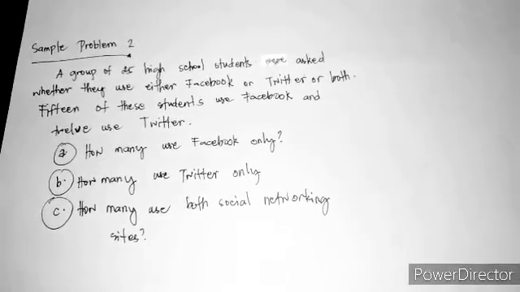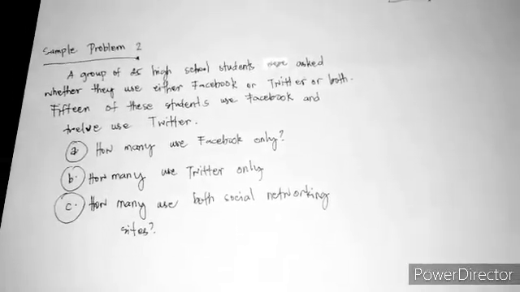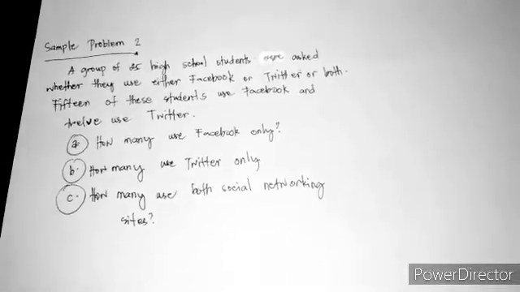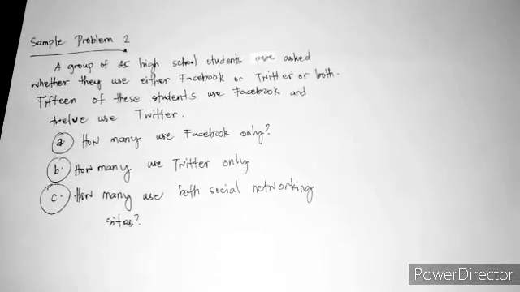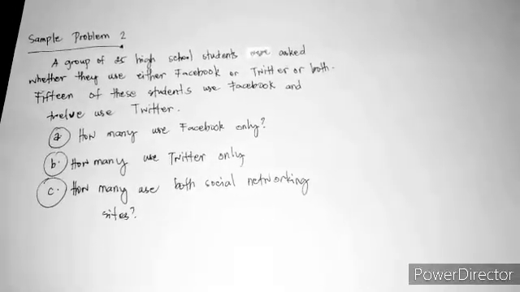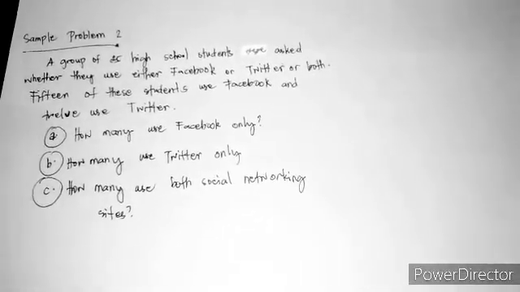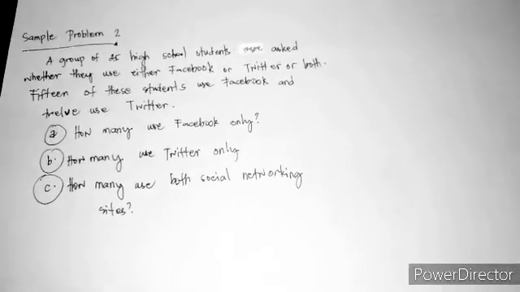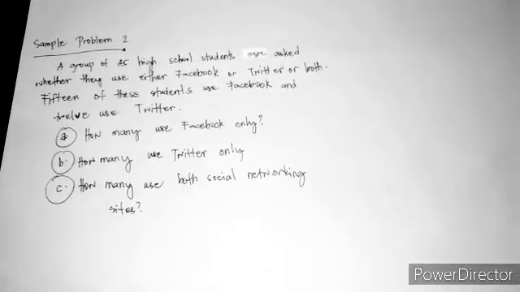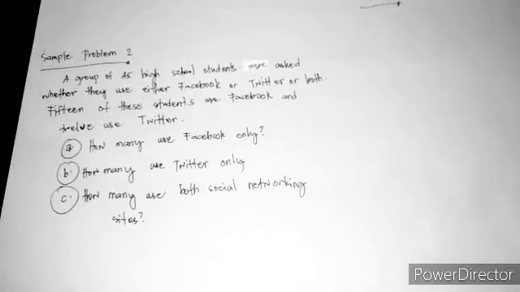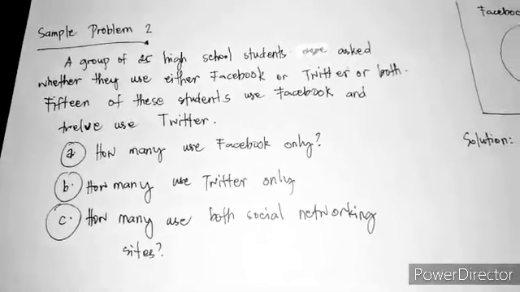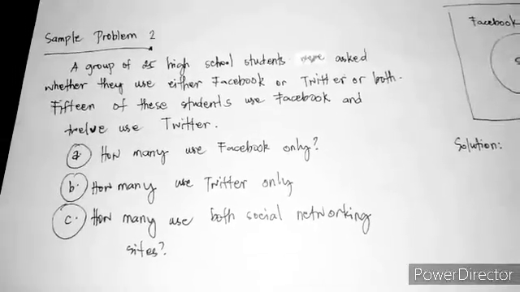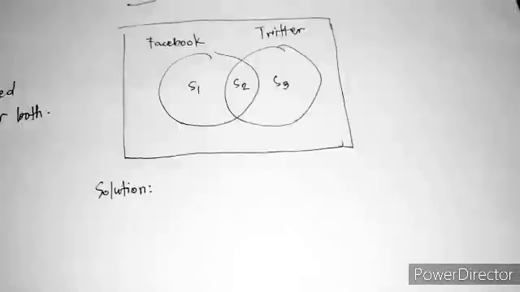For the second problem, a group of 25 high school students were asked whether they use either Facebook or Twitter or both. 15 of the students use Facebook and 12 use Twitter. There are 3 questions to follow up the problem. First, how many use Facebook only? Second, how many use Twitter only? Third, how many use both social networking sites? To answer the questions, we do the same as in problem number 1.